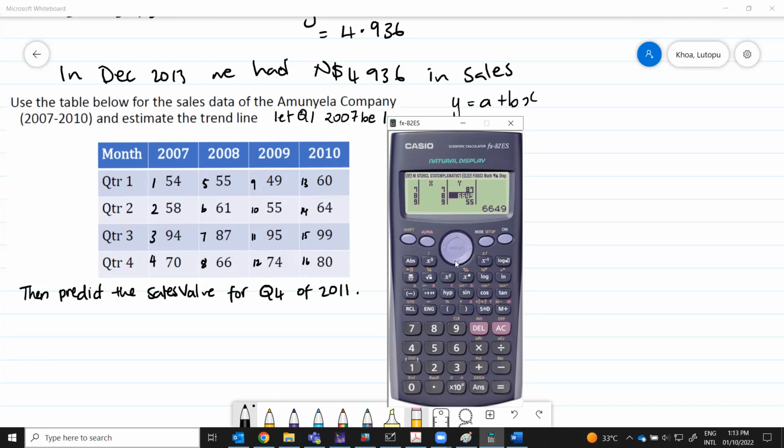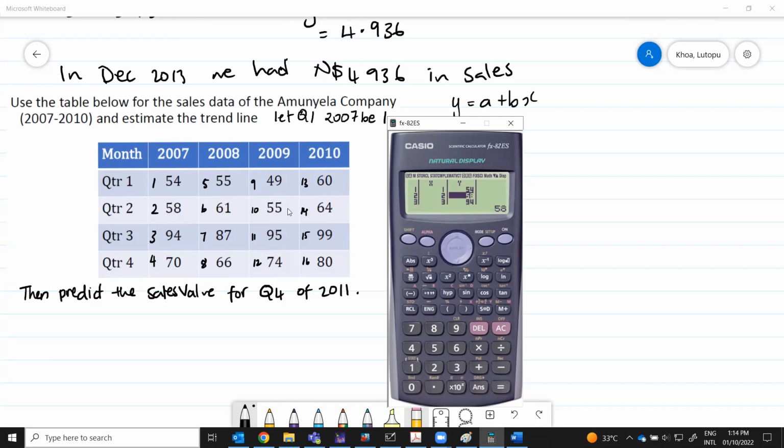So if I want to correct, I just type 66 now and then equals. Then number 9 is 49, equals. So that's how you correct it. And number 10 is 55. 11 is 95. 12 is 74. 13 is 60. 64. 99. And 80. And then you can always go up and down, check.